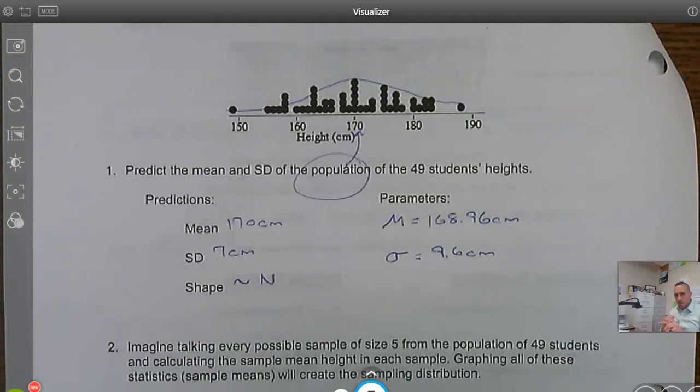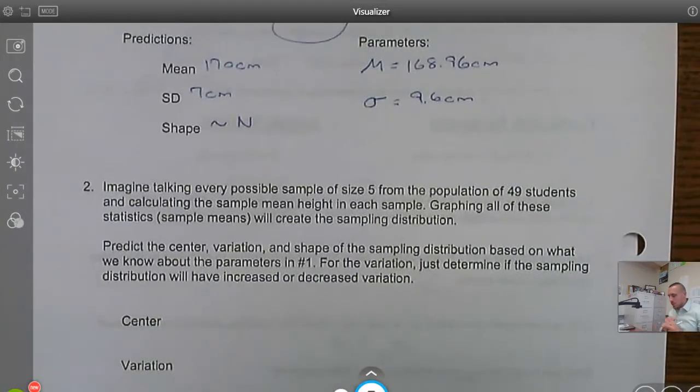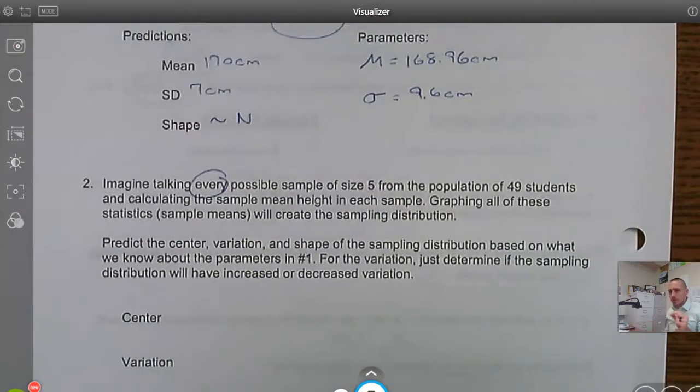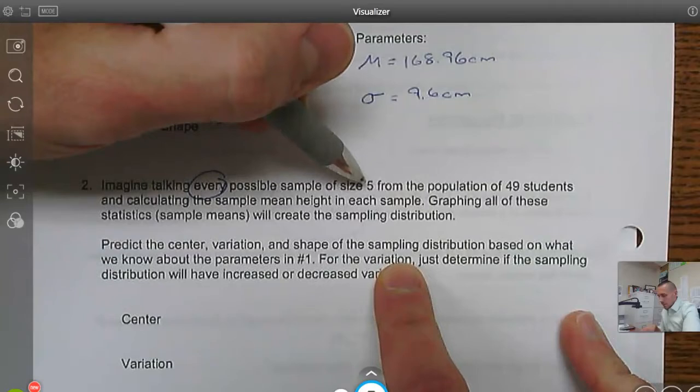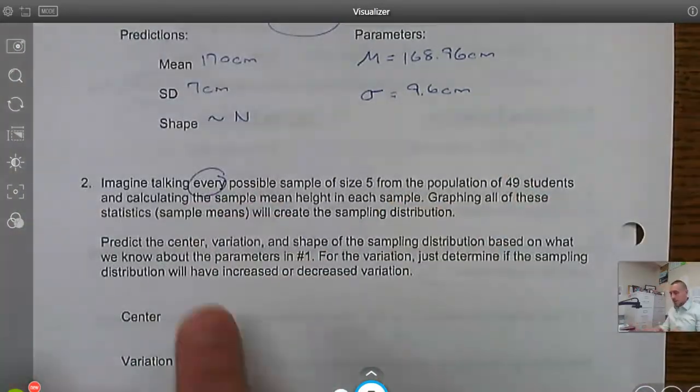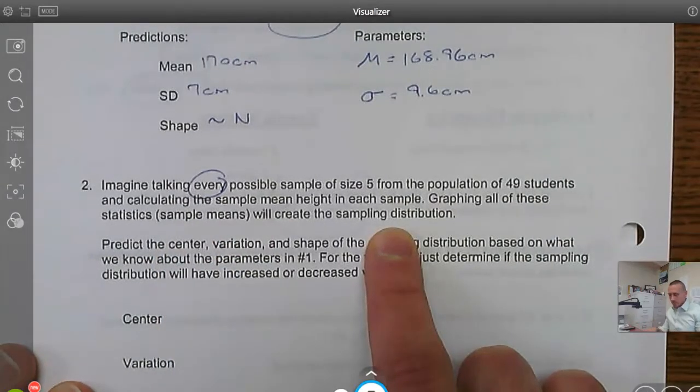All right. So let's take a look at question 2. Imagine taking every possible sample of size 5. I'm going to ask you to think about this question. Why is that important that they tell you every possible sample of size 5? If you need to, pause the video and think on that. The reason it's important is if we do that, that's going to create the sampling distribution. Because if we take every possible sample of size 5 and we calculate the average height of those 5 students and do that and look at all those sample means, we're going to create the sampling distribution.